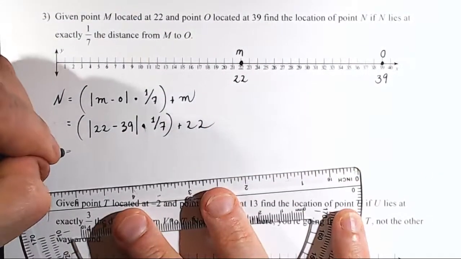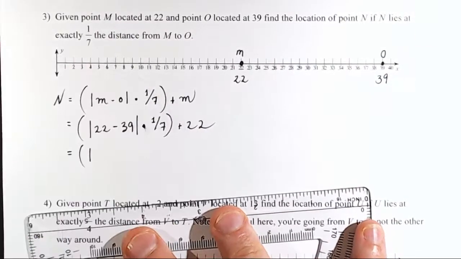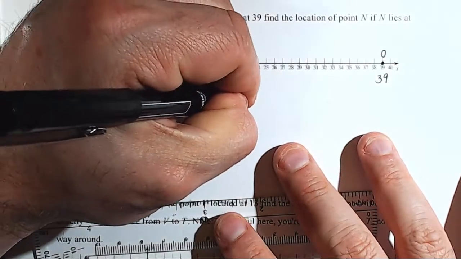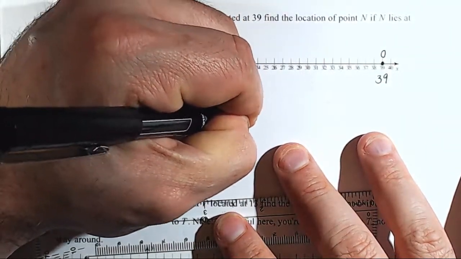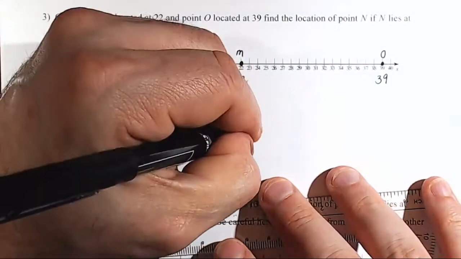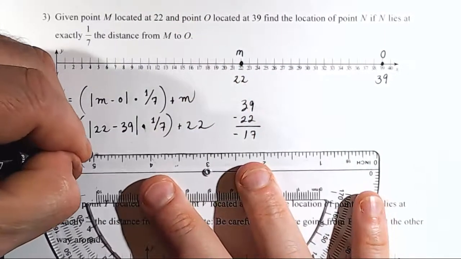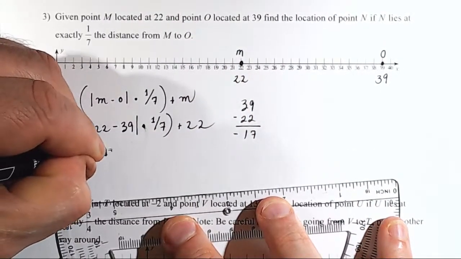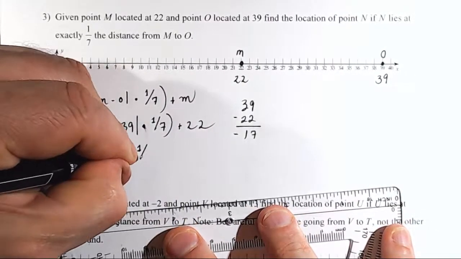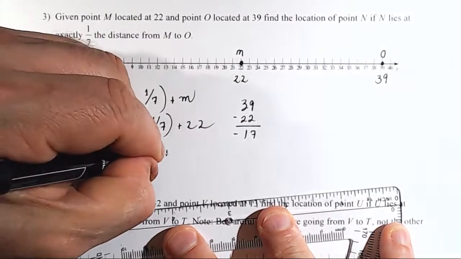All right, so this is kind of simpler because we're not dealing with so many weird numbers. Now I just need to do 22 minus 39. So 39 minus 22, and the answer will be negative. 9 minus 2 is 7, 3 minus 2 is 1. So negative 17 goes here. Negative 17 times 1/7. And then that will be added to 22.